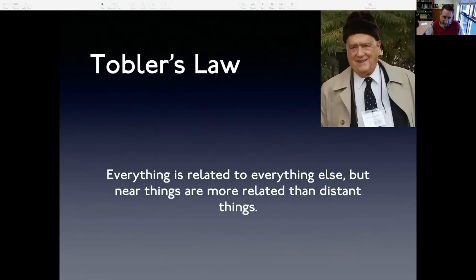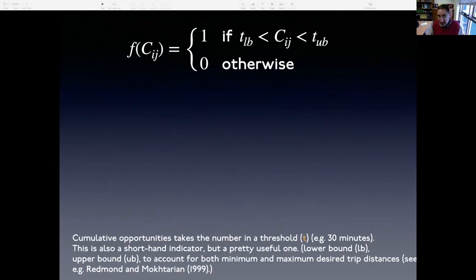Waldo Tobler famously said, everything is related to everything else, but near things are more related than distant things. And so, as I mentioned, we have this cumulative opportunities measure where it equals one if the cost is less than some upper bound, T sub UB, and perhaps greater than some lower bound. So we could look at a ring, and maybe we're only looking at jobs that are between 15 and 30 minutes, where our lower bound might be 15 minutes and our upper bound might be 30 minutes. And then the F of Cij is zero otherwise, so we don't count those opportunities. Okay, this is one way of framing the discussion.